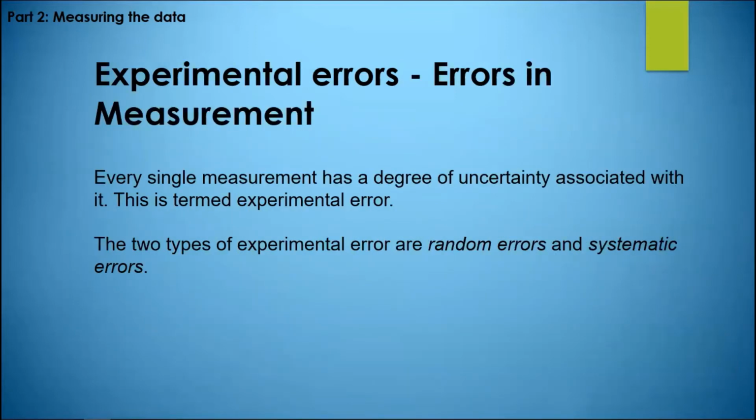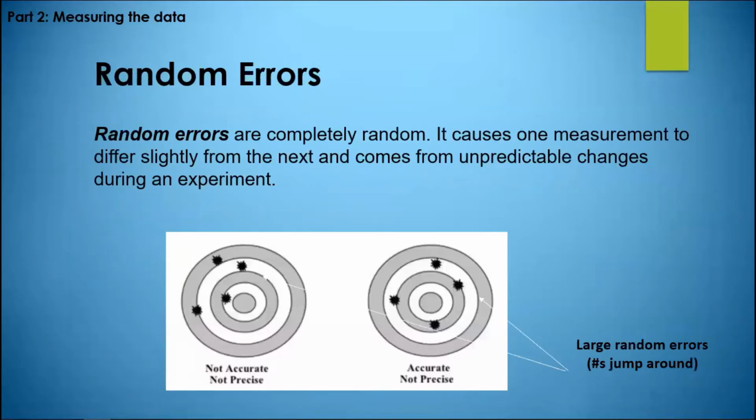Experimental errors in the measurement. Every single measurement has a degree of uncertainty associated with it. This is termed the experimental error. The two types of experimental error are random errors and systematic errors, okay? So let's go into random errors first.